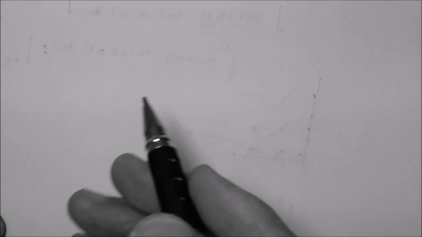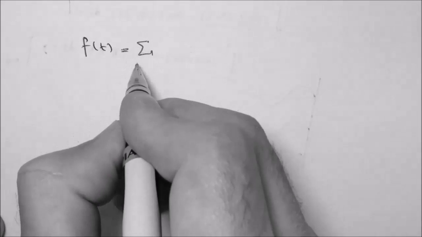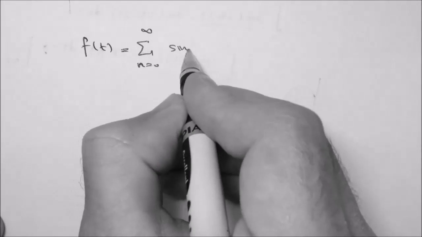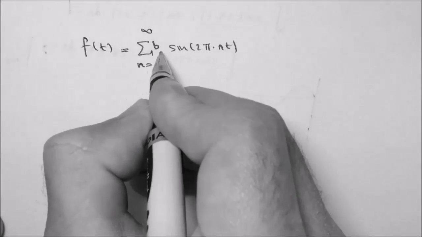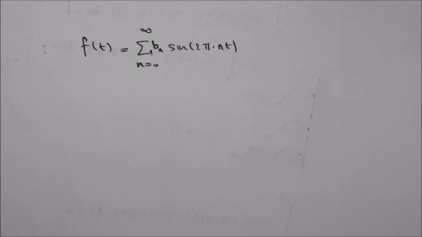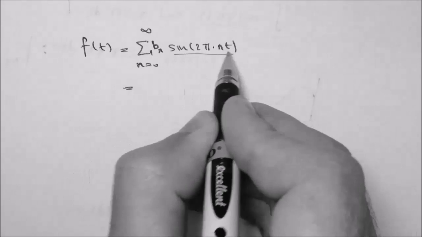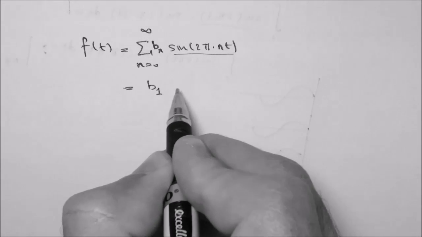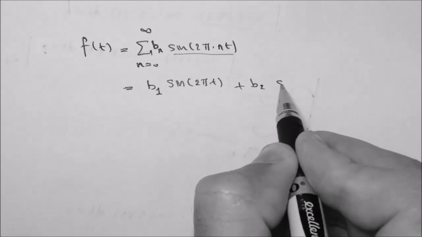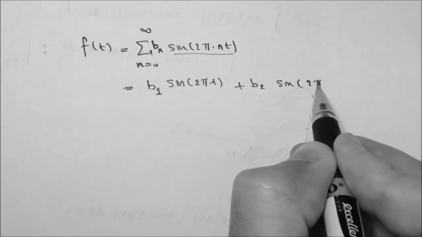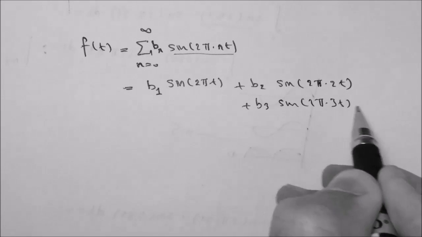Back to our decomposition, we assumed earlier that our function, the square wave of t, can be decomposed into a sum of an infinite number of sinusoidals, sine 2 pi times nt. And we were intending to find the magnitude of each component. So let's expand this summation. If you put n equals 0, you won't get a signal. So starting with b1 sine 2 pi t plus b2 sine 2 pi times 2t plus b3 sine 2 pi times 3t, and so on.